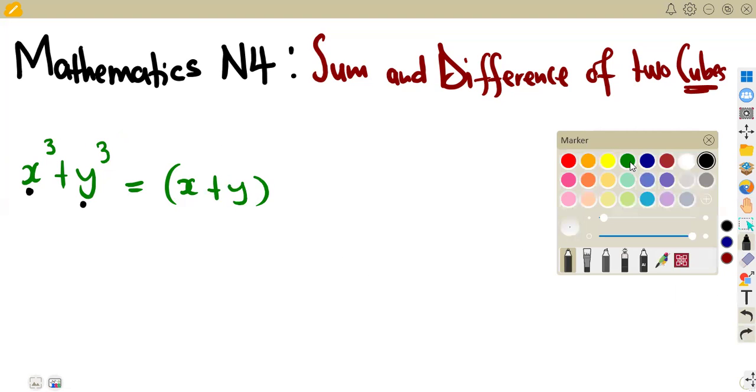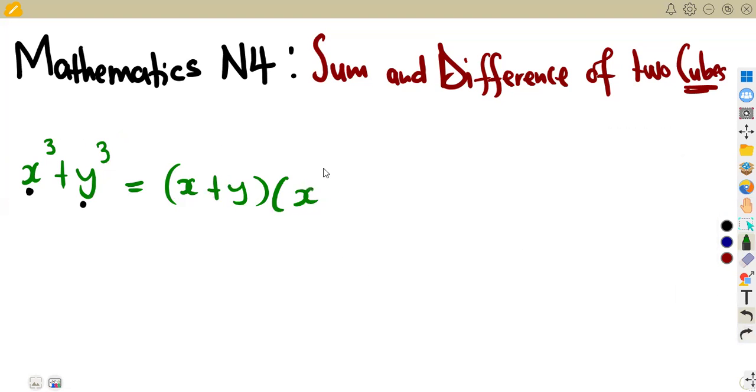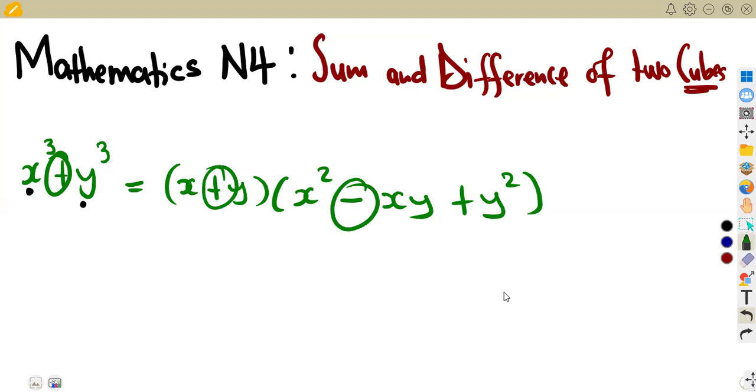Then in the other bracket, you have the first term squared minus the product of first and last plus the last term squared. Take note, it was a plus here, but this changes to a minus. The middle term is the one that is affected. You are going to see also on a minus that the middle term is the one that is always affected.